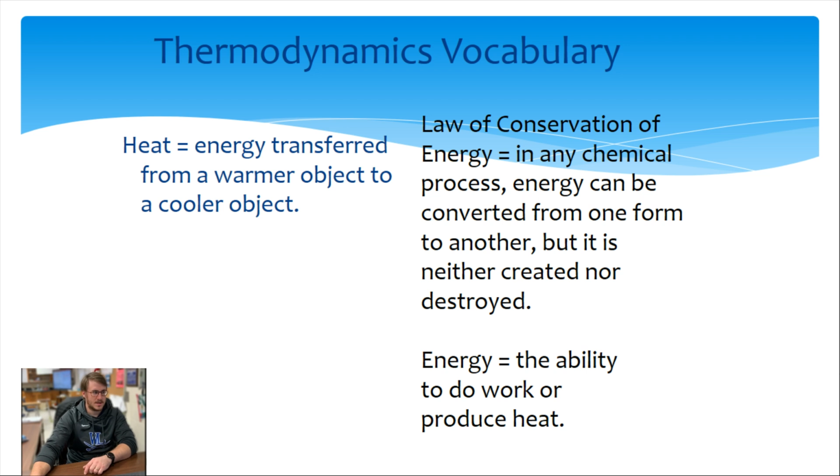All right, we're back. So heat is energy transferred from a warmer to a cooler object. Pause and write these terms down, especially if you are unfamiliar. The law of conservation of energy says that in any chemical process, energy cannot be created nor destroyed, but it's converted from one form to another. Energy is the ability to do work or produce heat.